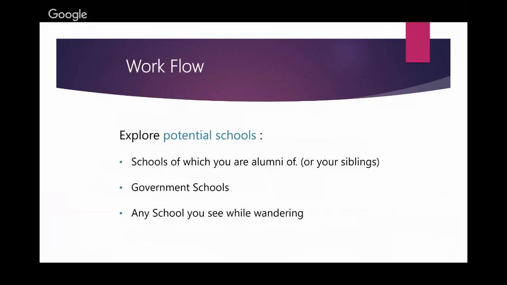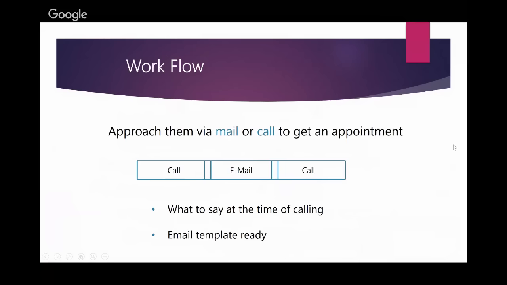So after you have explored a potential school and you inform us about that, what's the next step? We will give you a green signal, and provide you a mail or a proposal, using which you can get an appointment from the headmaster, principal, or computer science faculty, right? So there are three ways that you can go forward.